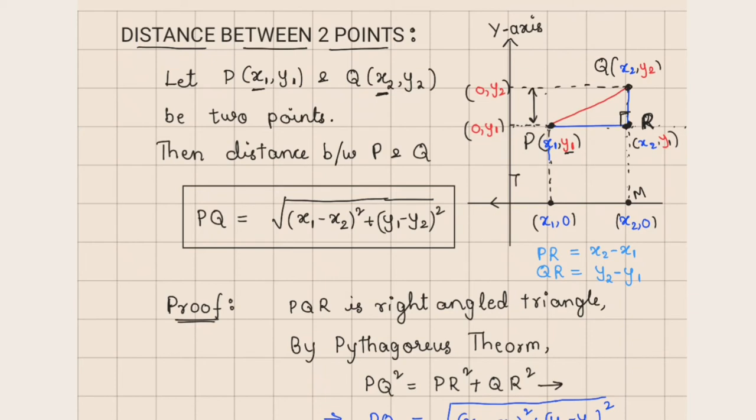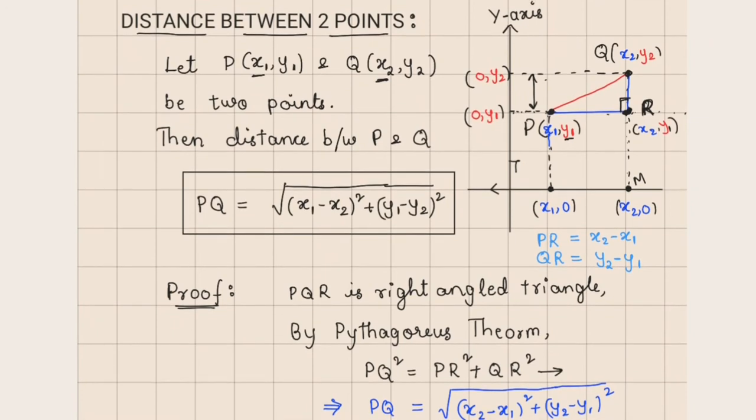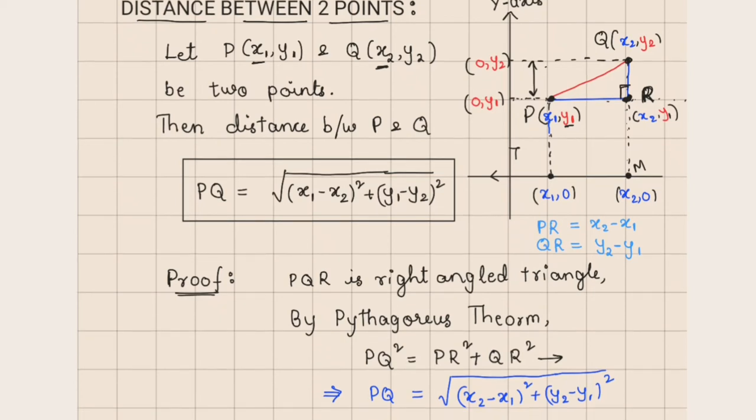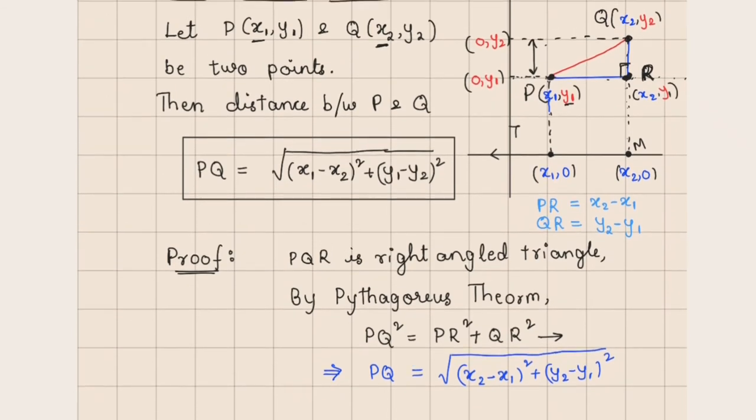When right angle triangle comes into the mind, we know a famous theorem called Pythagoras theorem. What it says is hypotenuse square. What is hypotenuse here? PQ. Hypotenuse square equal to sum of the squares of other two sides. Other two sides are PR and QR. So this is the proof of how to find the length of PQ. So from Pythagoras theorem, PQ square, hypotenuse square, equals PR square plus QR square.